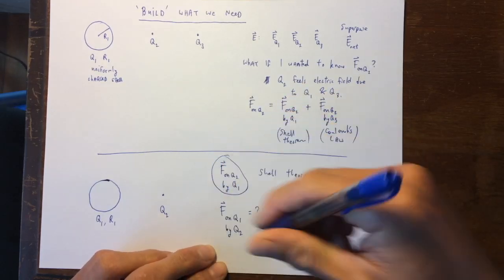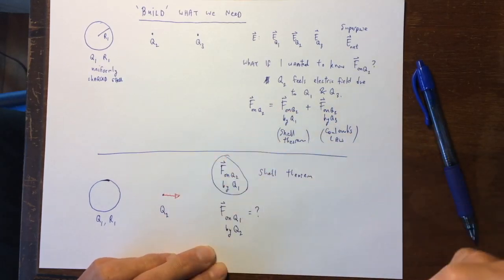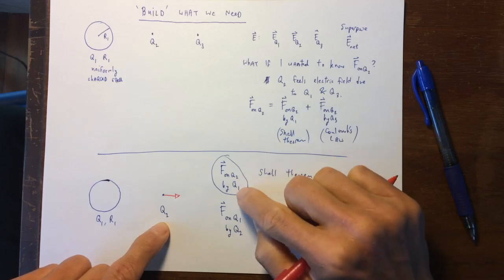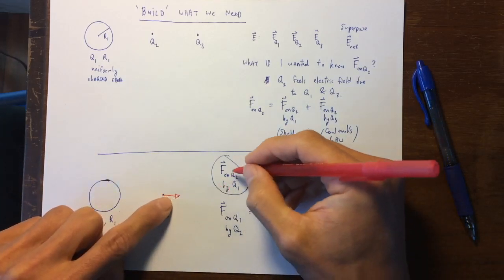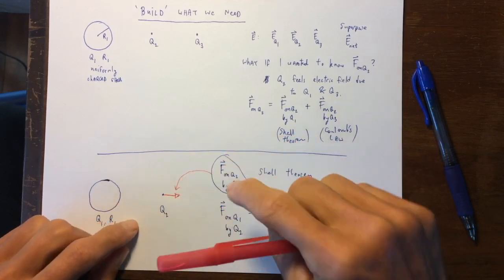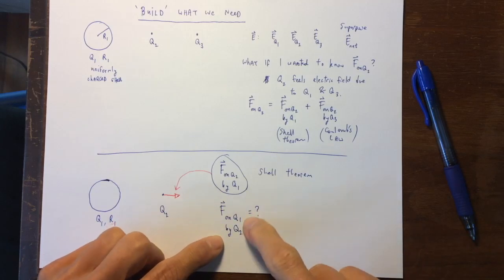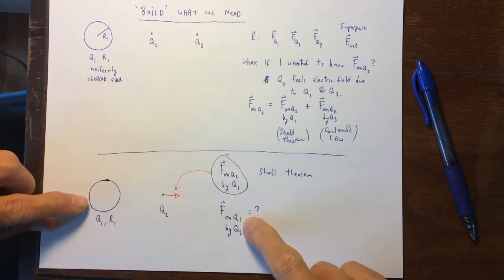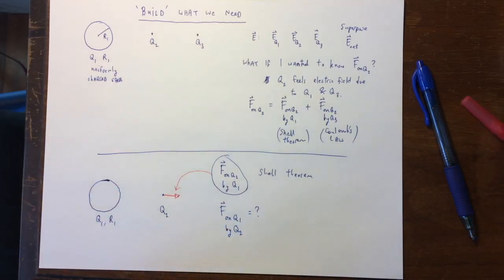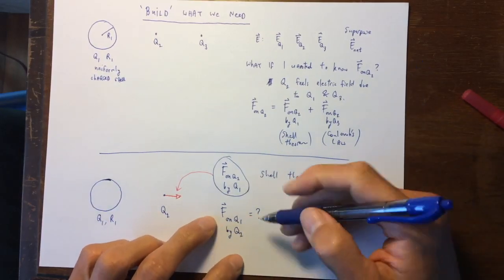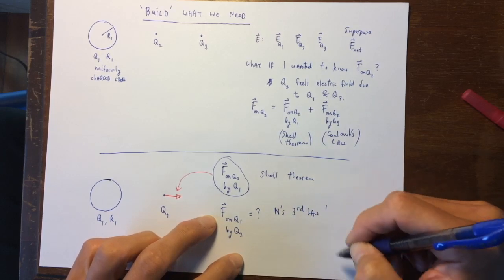This one here is associated with Q2 being pushed to the side by Q1. So here's Q1 pushing on Q2. So this force is this arrow. But this force right here is the force acting on this assemblage of distributed charge by Q2. And the answer here is given by Newton's third law, right?